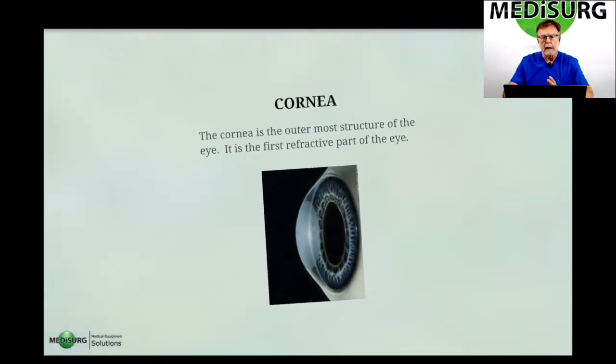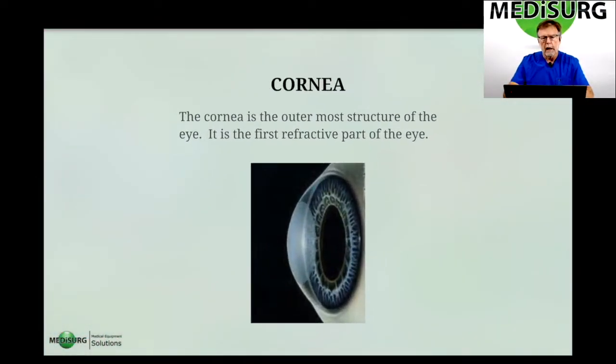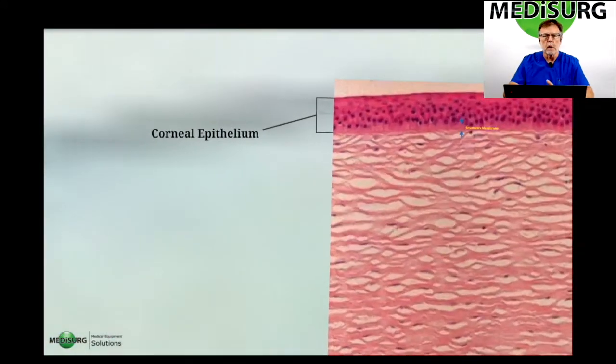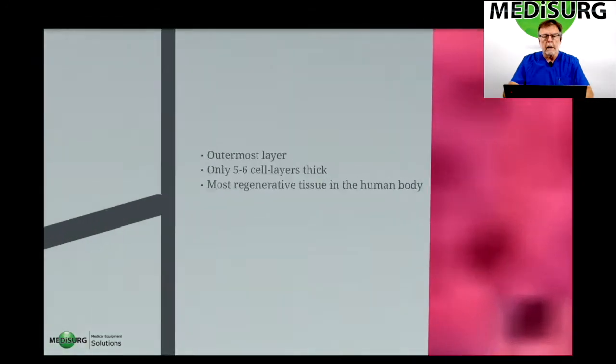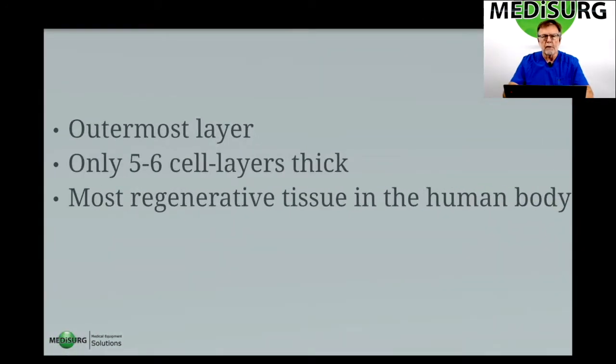This is the cornea. It's the outermost surface of the eye, and it's the first part of the eye that refracts light. The cornea is made up of several layers. The outermost layer is called the corneal epithelium. This is the part that protects your eye from dust and germs, but it constantly regenerates. So if you were to scrape your eye and have an irritated eye, within hours those cells grow back. It's about 5 to 6 layers thick, and it's the most regenerative part of the human body.